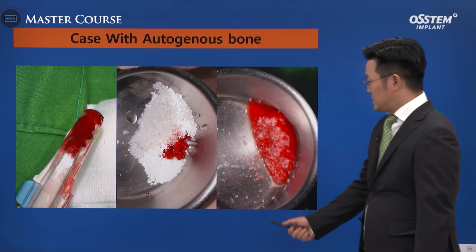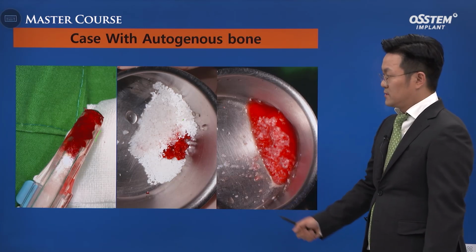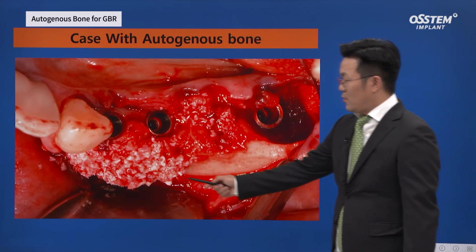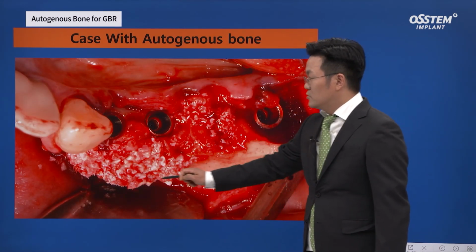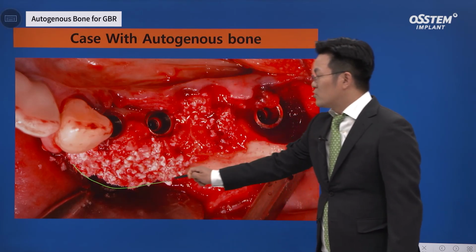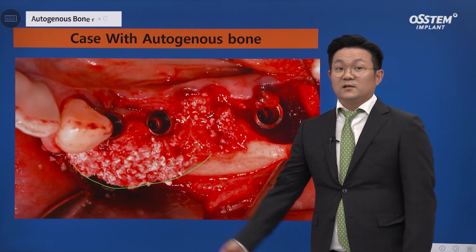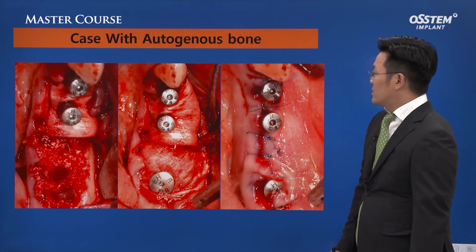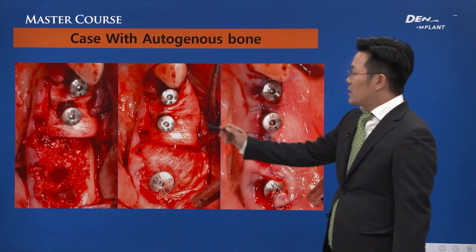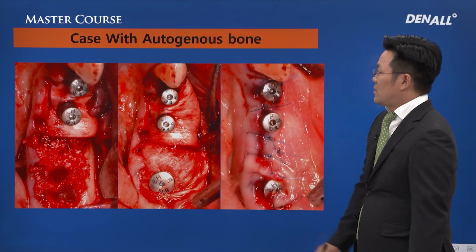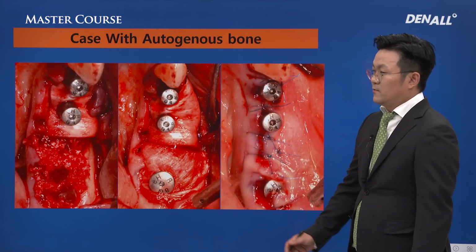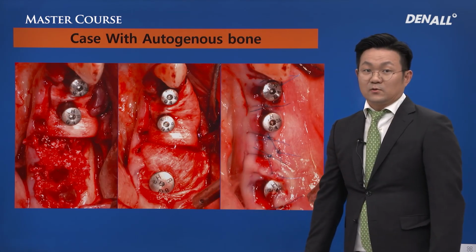This is the mixture. On the buccal area, sufficient contour augmentation was performed with a lot of bone graft material, considering resorption afterwards. A collagen membrane was used to cover the site, and the wound needed to be made immobile before suturing.